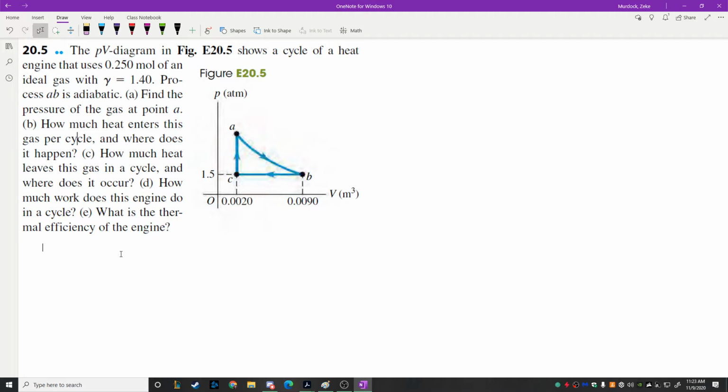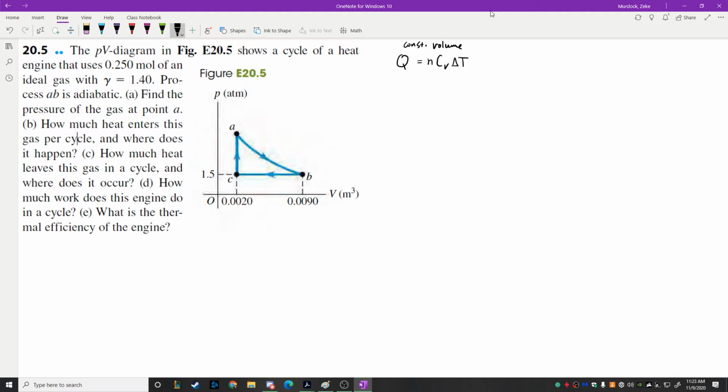Should I write down some of the equations? That might be helpful, right? So, comparing back to the problem we did earlier, I suspect that what you will need are things like, for a constant volume process, you've got n times CV times delta T. That's constant volume.